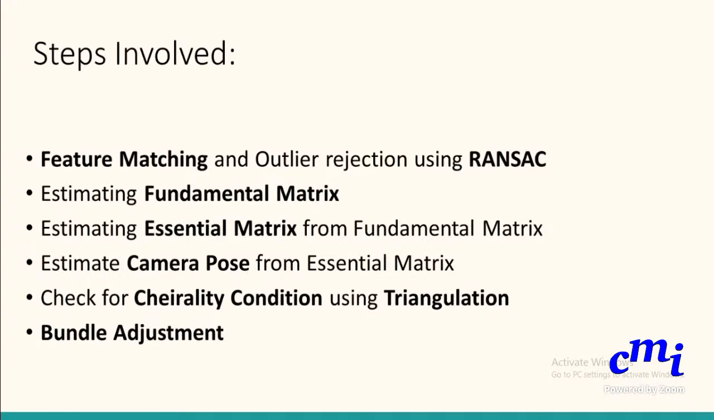The second part is estimating the fundamental matrix. Afterwards we will estimate the essential matrix from the fundamental matrix, and then estimate camera poses using the essential matrix. When we estimate the camera poses, there is a problem of chirality: there would be four different configurations of rotation and translation. We'll discuss that later. We need to check which camera poses are accurate, so we'll do that using triangulation. And the last thing we'll be doing is bundle adjustment. So this is the pipeline of structure from motion.